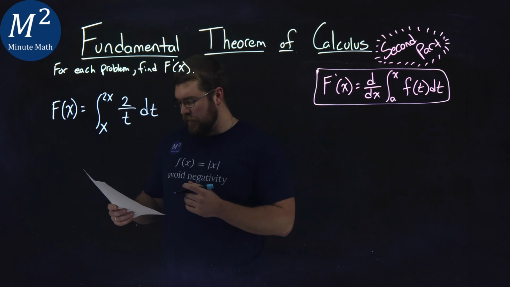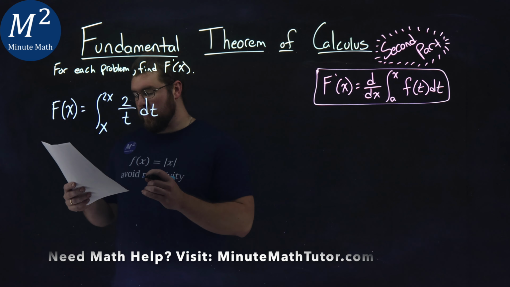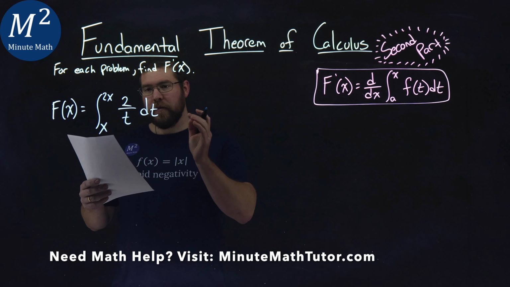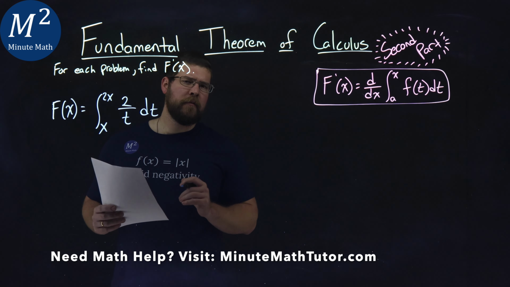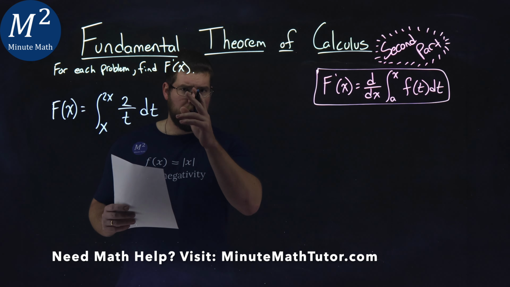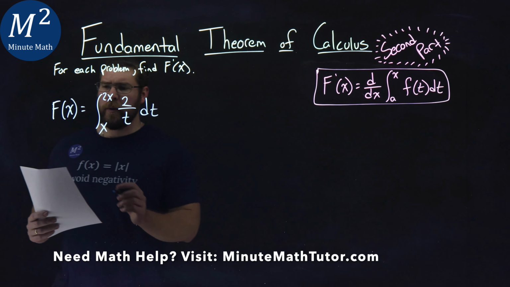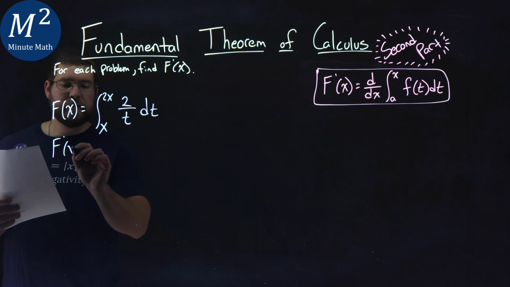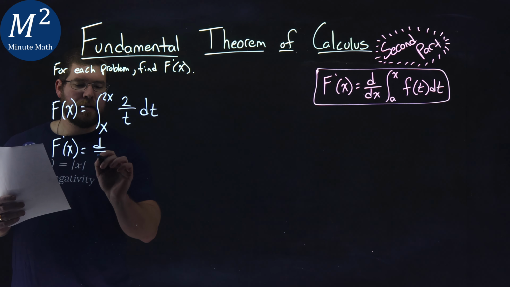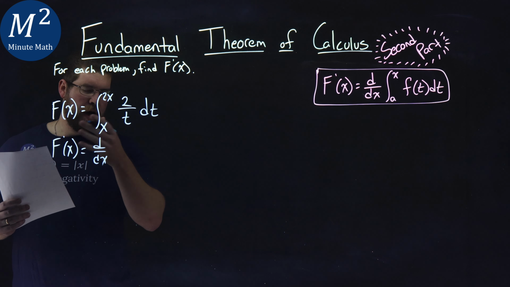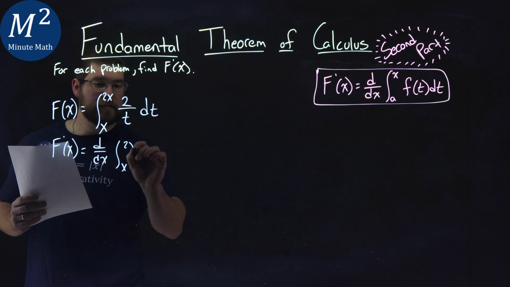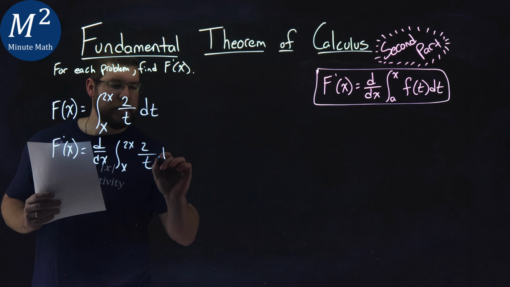We're given this problem right here. F of x is equal to the integral from x to 2x of 2 over t dt, and we need to find capital F prime of x. Let's use our formula to set this up. F prime of x is equal to d over dx of our f of x, or the integral from x to 2x, 2 over t dt.